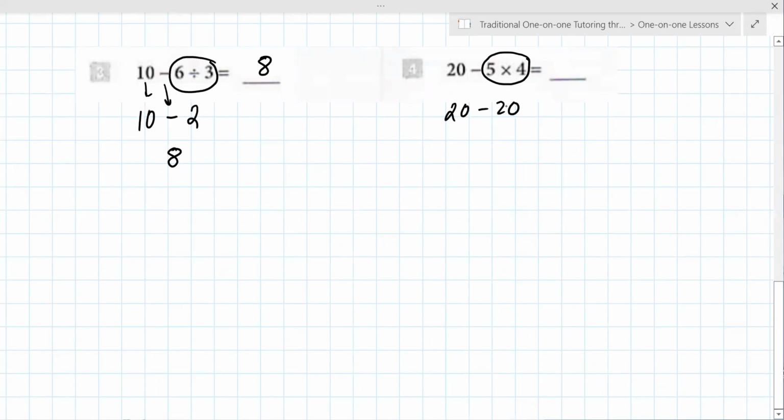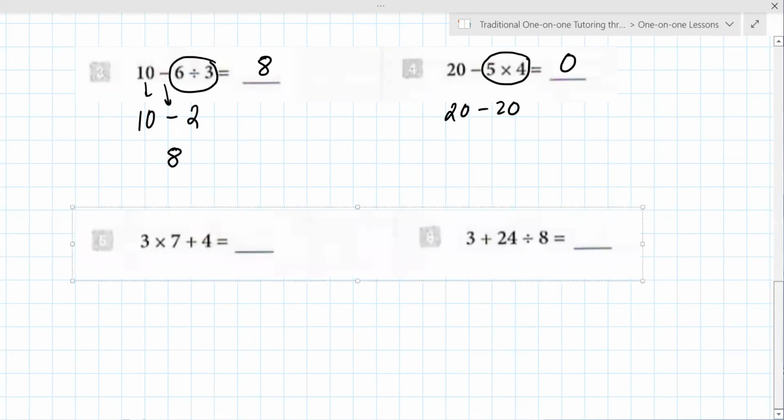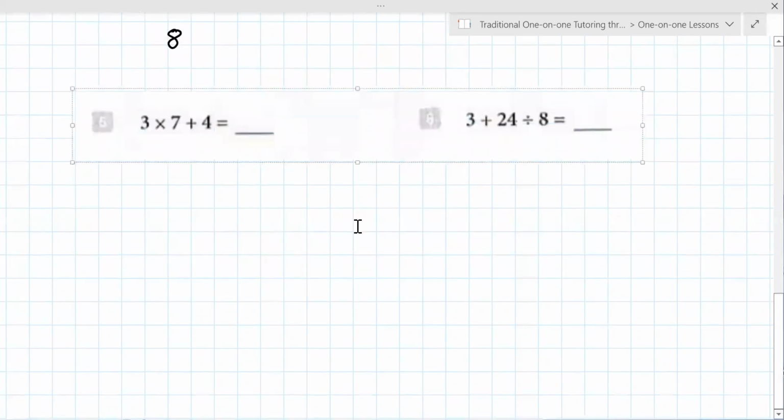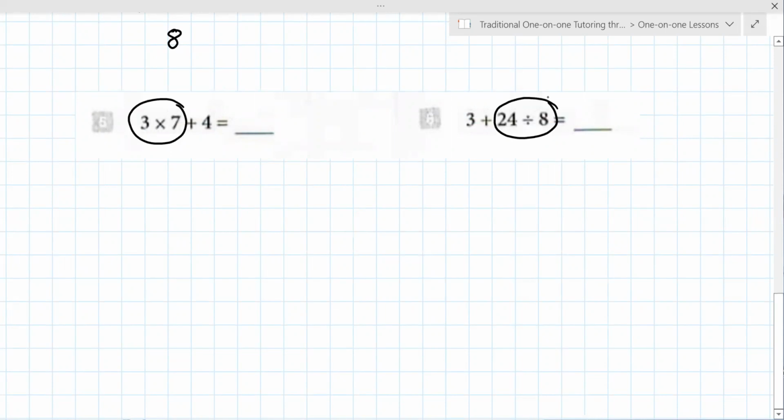20 minus 20 is 0. Okay, let's do a couple more here at least. I do think the next page is going to cause some bit of problems, but let's try this one. So again, you want to circle the multiplication or circle the division. So I want you to try each of these on your own. And let me know what you come up with.